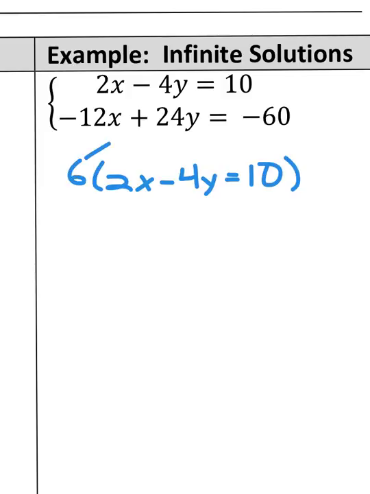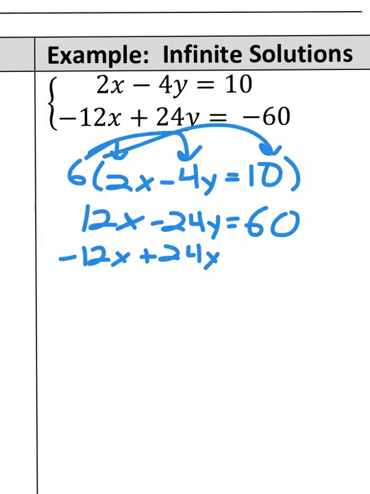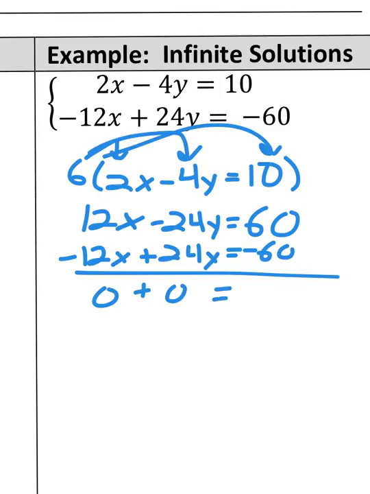Multiply times 6. 6 times 2x is 12x. 6 times negative 4y is negative 24y. And 6 times 10 is 60. I bring down my second equation, negative 12x plus 24y equals negative 60. 12x minus 12x is 0. Negative 24 plus 24 is 0. 60 minus 60 is 0. So I get 0 equals 0.